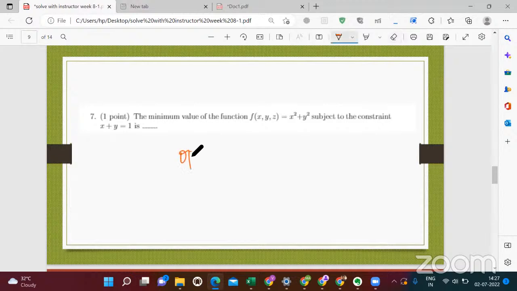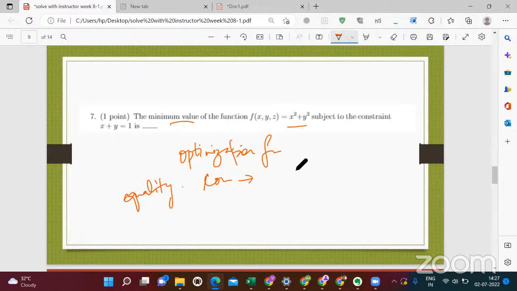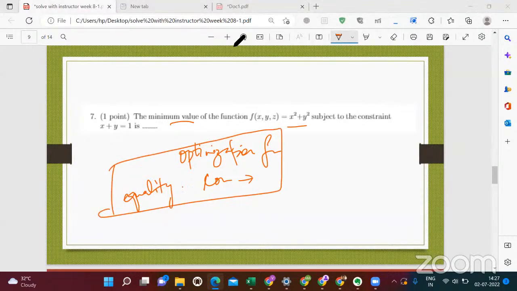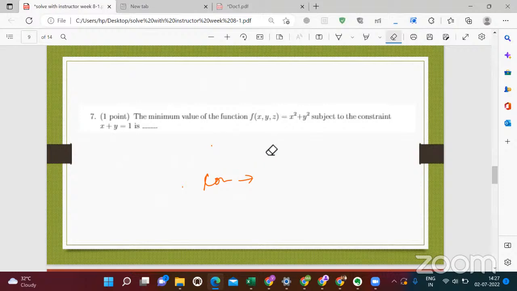So this is the optimization problem where you have to minimize this, and the constraint equation is in equality form. So which procedure, which method will you use to solve this? You can use the gradient of f equals lambda times the gradient of the constraint. So what is the name of that? Lagrangian, Lagrange multiplier. Yeah. So you can use that one to solve this.